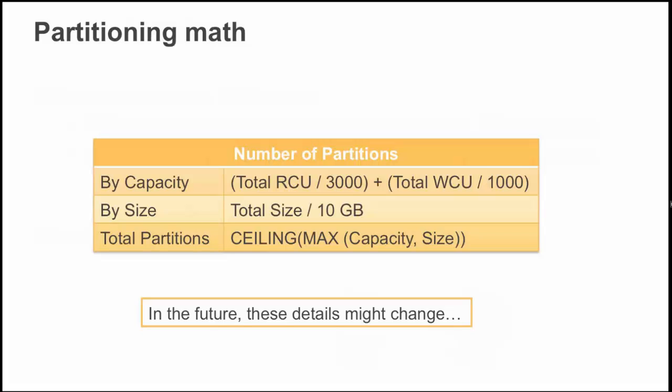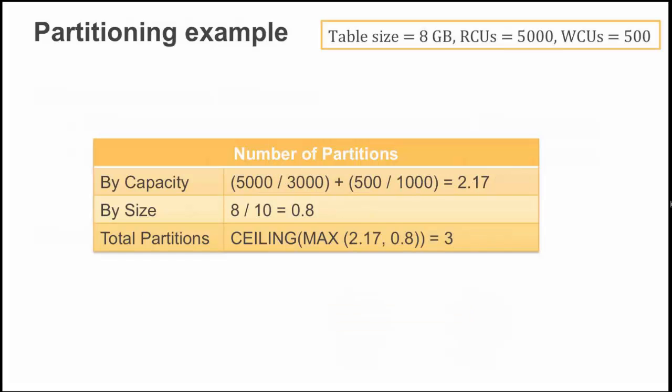If you need this by size and that by capacity, this is what that looks like for, let's say, an 8 gigabyte table that's provisioned with 5,000 RCUs and 500 WCUs. By capacity, I would need 2.17 nodes. By size, I would need 0.8. And the biggest of those two is 2.17. Rounded up is 3. You're going to get 3 partitions, 3 physical devices that your data is going to be spread across. Why is that important?